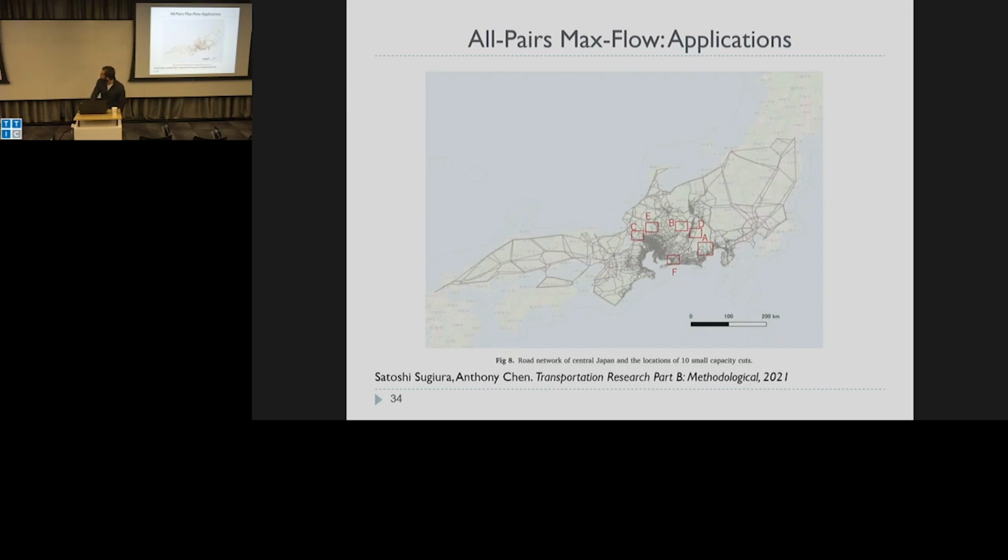And just to give you a recent example, this is Japan. This is central Japan. And in a paper from 4 years ago, they used all-pair max flow in order to identify weak spots in the road network. You can see them in red rectangles are weak points. So maybe you want to add roads in those areas so that people are not stuck if there are too many cars on the road. Example.